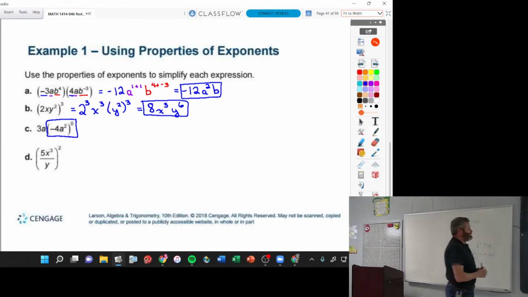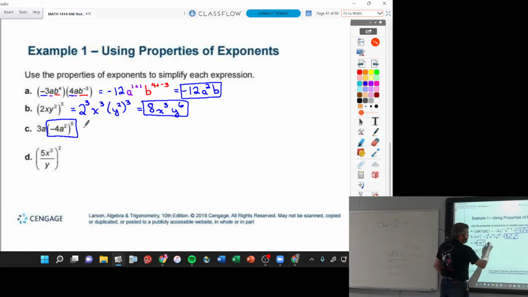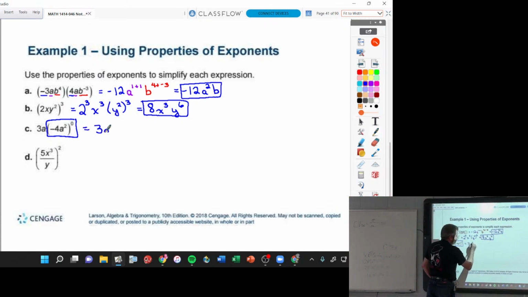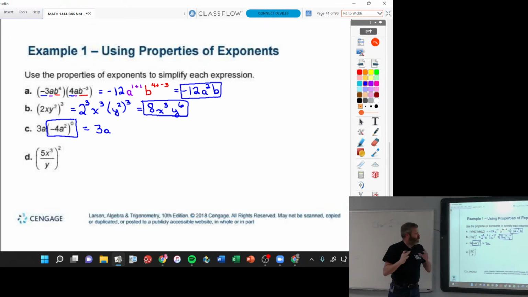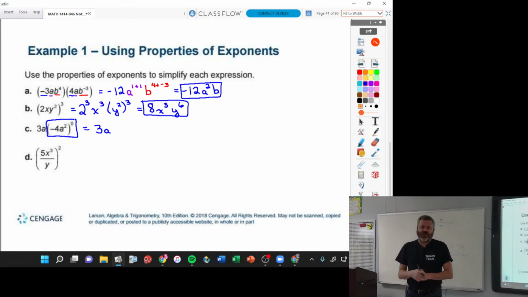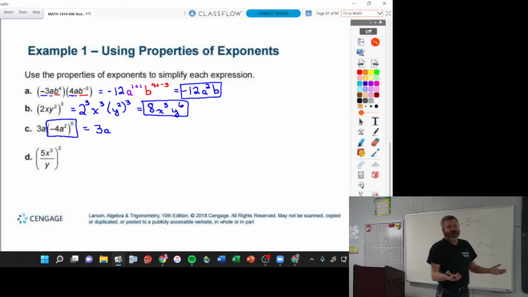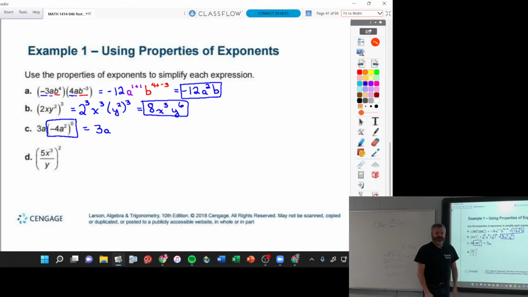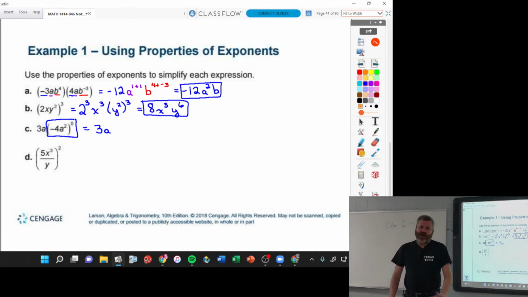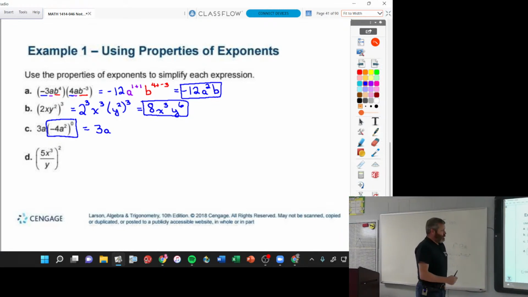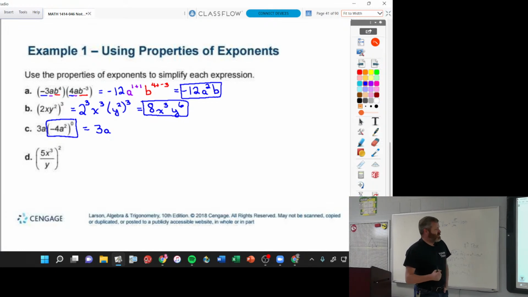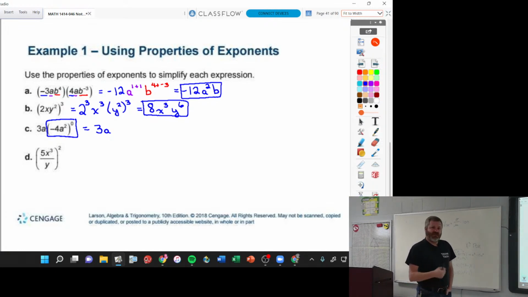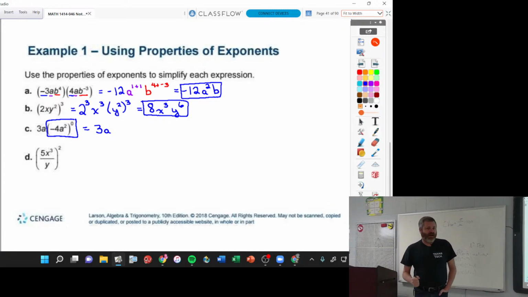For this instance, I'm going to keep my 3a. I can't do anything with it. And I've got this whole negative 4a squared raised to the 0 power. Well, that's simply going to be 1. So all I have now is 3a times 1, which is 3a. Okay, now I do have a situation though. I am raising negative 4a squared to the 0 power.